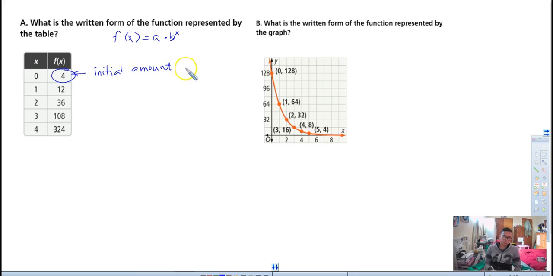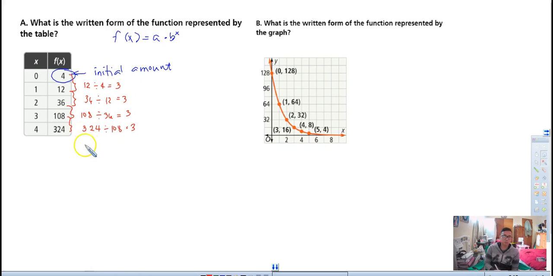Now, the initial amount is 4, and then let's take a look at the constant ratio. What does it show here, between 4 and 12? Let's see. 12 divided by 4 is equal to 3. Then 36 divided by 12 is also equal to 3. Let's check this one: 108 divided by 36 is equal to 3. And the same with 324 divided by 108, which is also equal to 3.